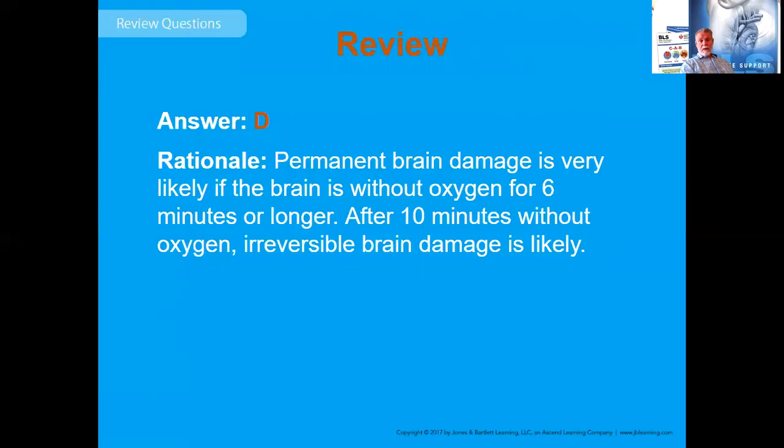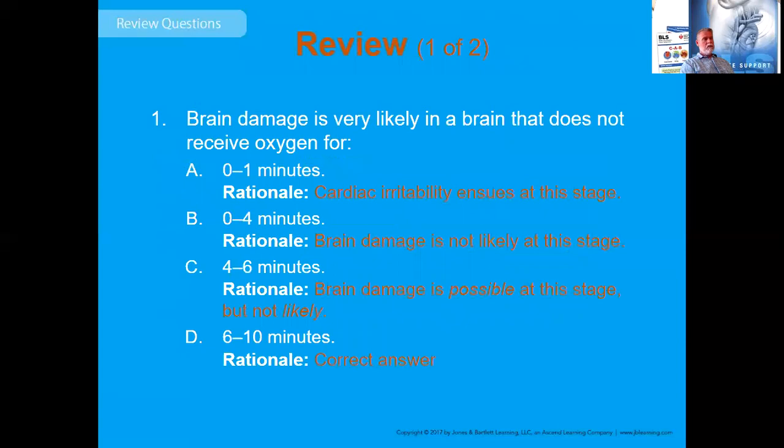After 10 minutes without oxygen, irreversible brain damage is likely. Now, this is not taking into consideration cold water drownings or hypothermic patients. So one of the bigger things with CPR, don't stop. You really can't be dead unless you're warm and dead. So if you happen to be in an environment where it's much cooler, just know there's some different things we may do. There may be some better success rates for the patient.